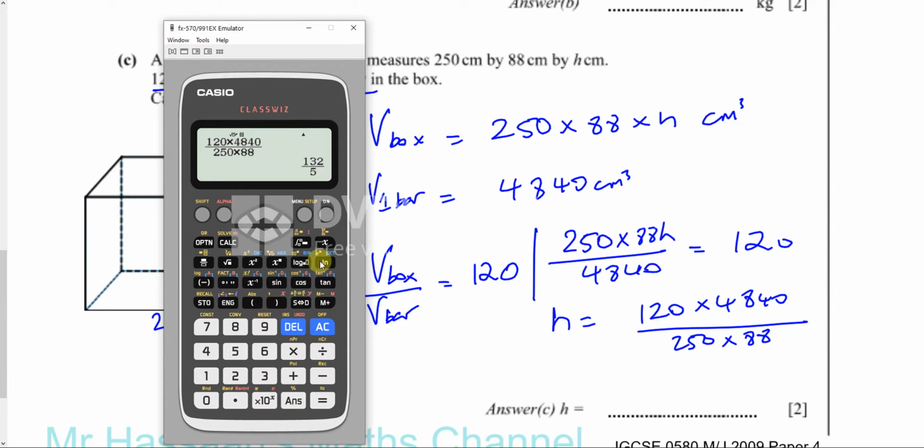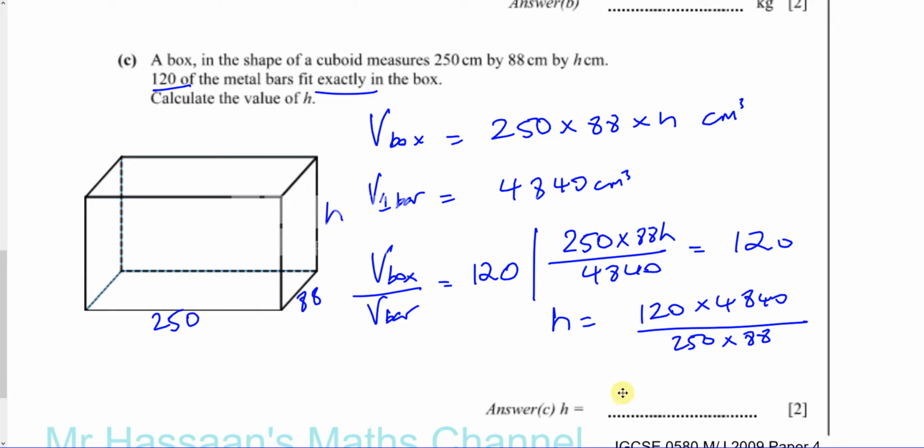And that gives us 132 divided by 2, which is 26.4. So the height is 26.4 centimeters. Okay, the value of H centimeters. So 26.4 is going to be the height of the box.